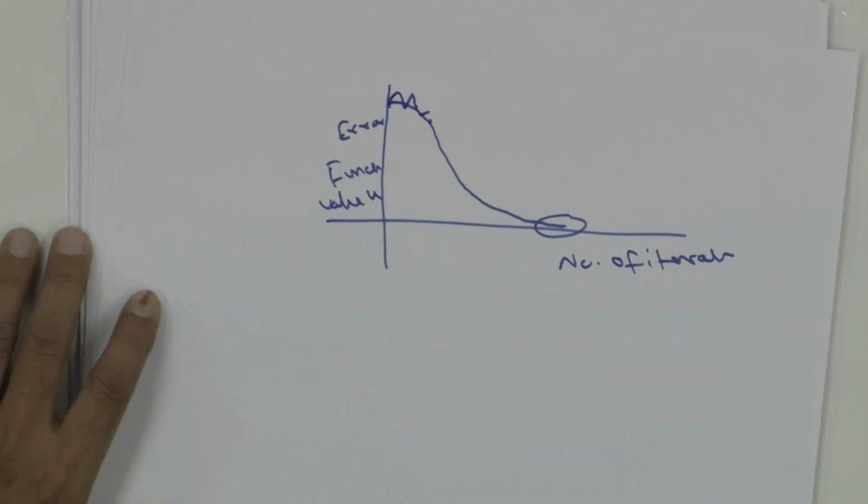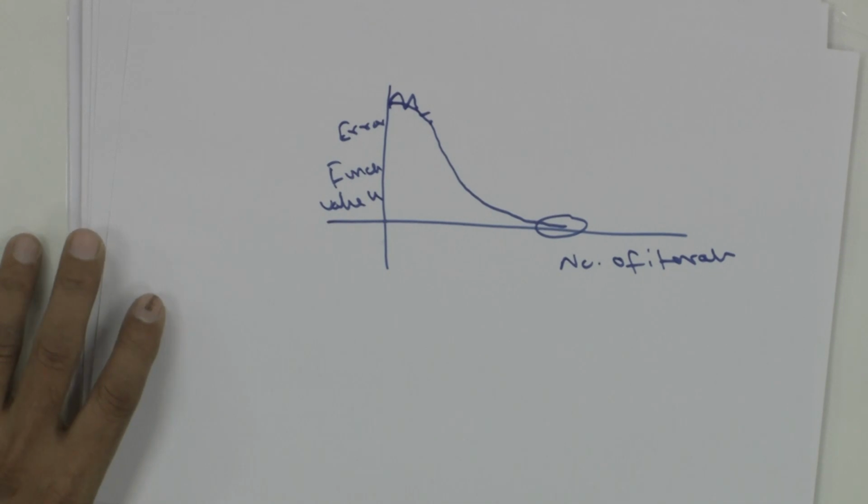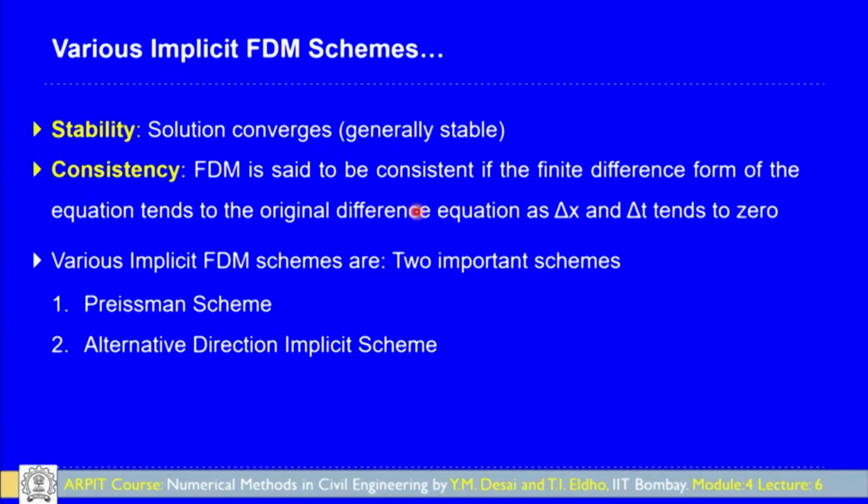Another important aspect is consistency. A finite difference scheme is said to be consistent if the finite difference form of the equation tends to the original differential equation as delta x and delta t tend to 0. So consistency is also important. The finite difference scheme is said to be consistent if, as delta x and delta t tend to 0, the original equation is obtained.